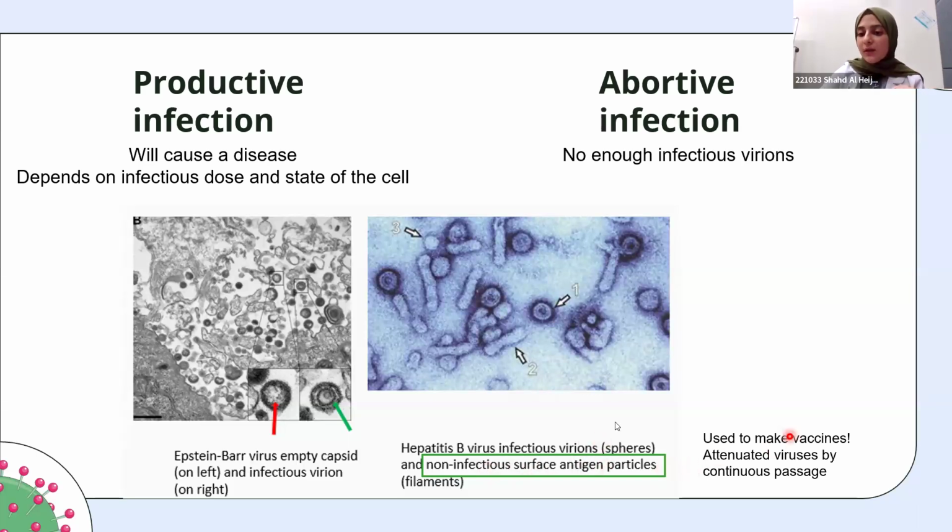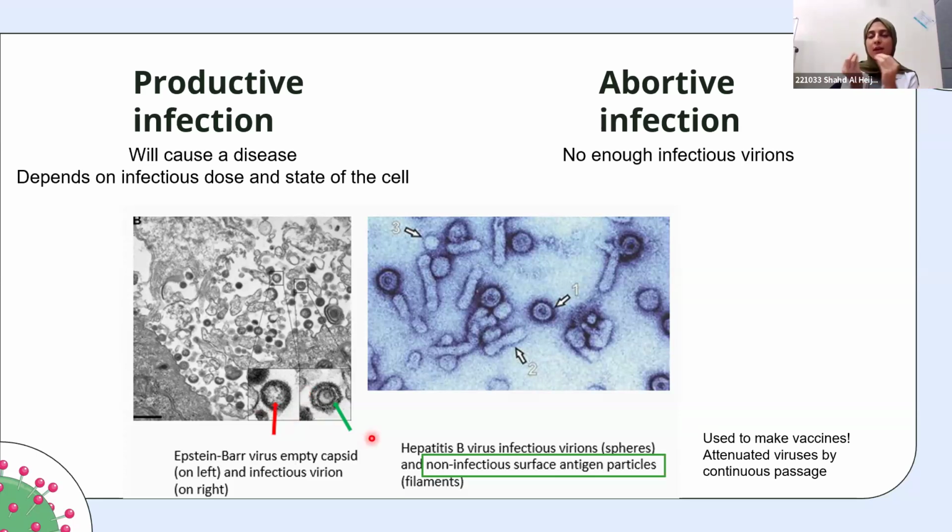They can be used to make vaccines. So those vaccines, they are attenuated viruses by continuous passage. So basically, you keep culturing those viruses in the cell culture, and then you will take those surface antigen particles, or those basically shells, and you'll use them to make the vaccines. Those will only have the surface antigens.